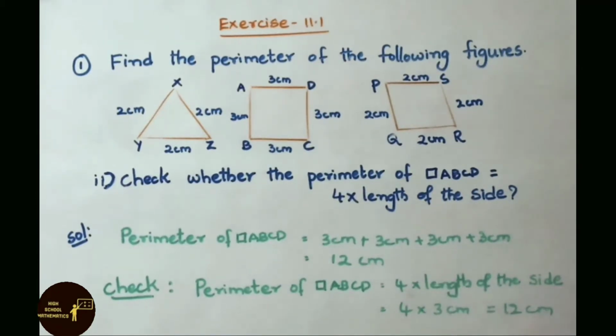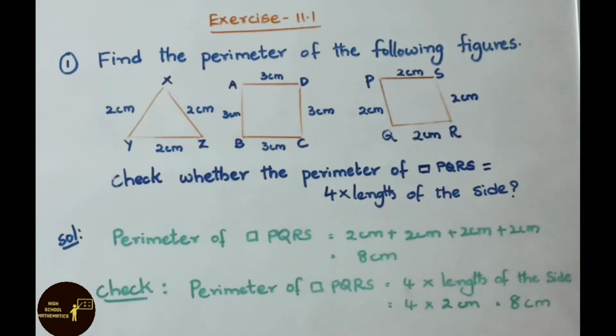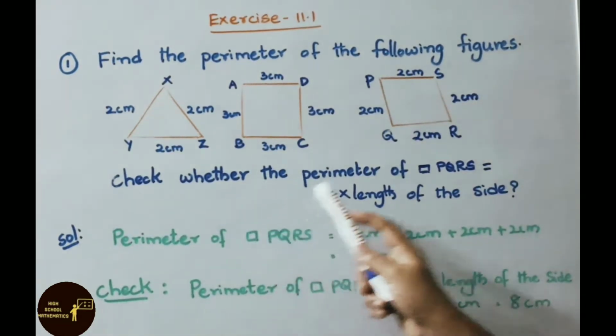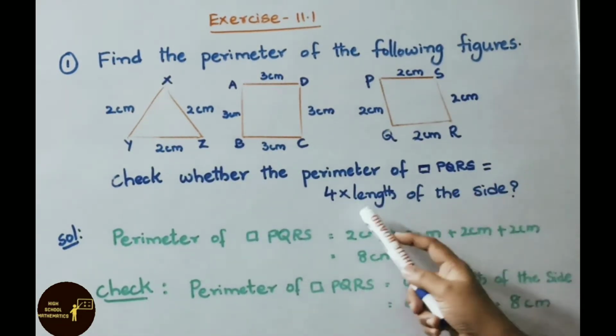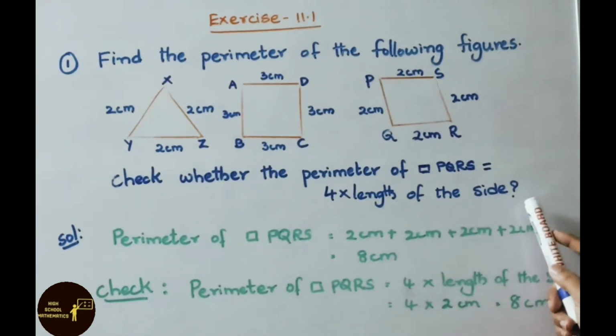Now let us check perimeter of square ABCD is equal to 4 into length of the side. That equals to 4 into length of each side is 3 cm. So 4 3s are 12 cm. See now question number 1, third sum. Check whether the perimeter of PQRS is equal to 4 into length of the side.